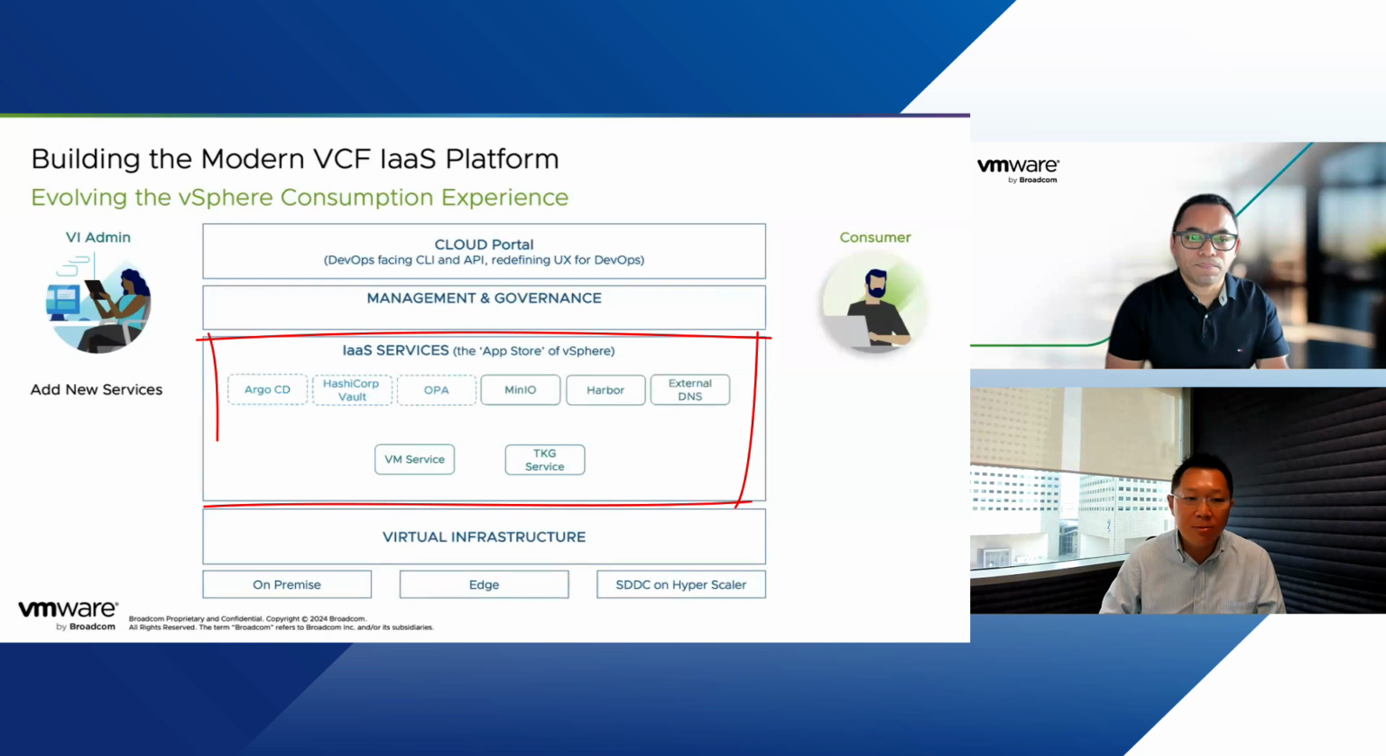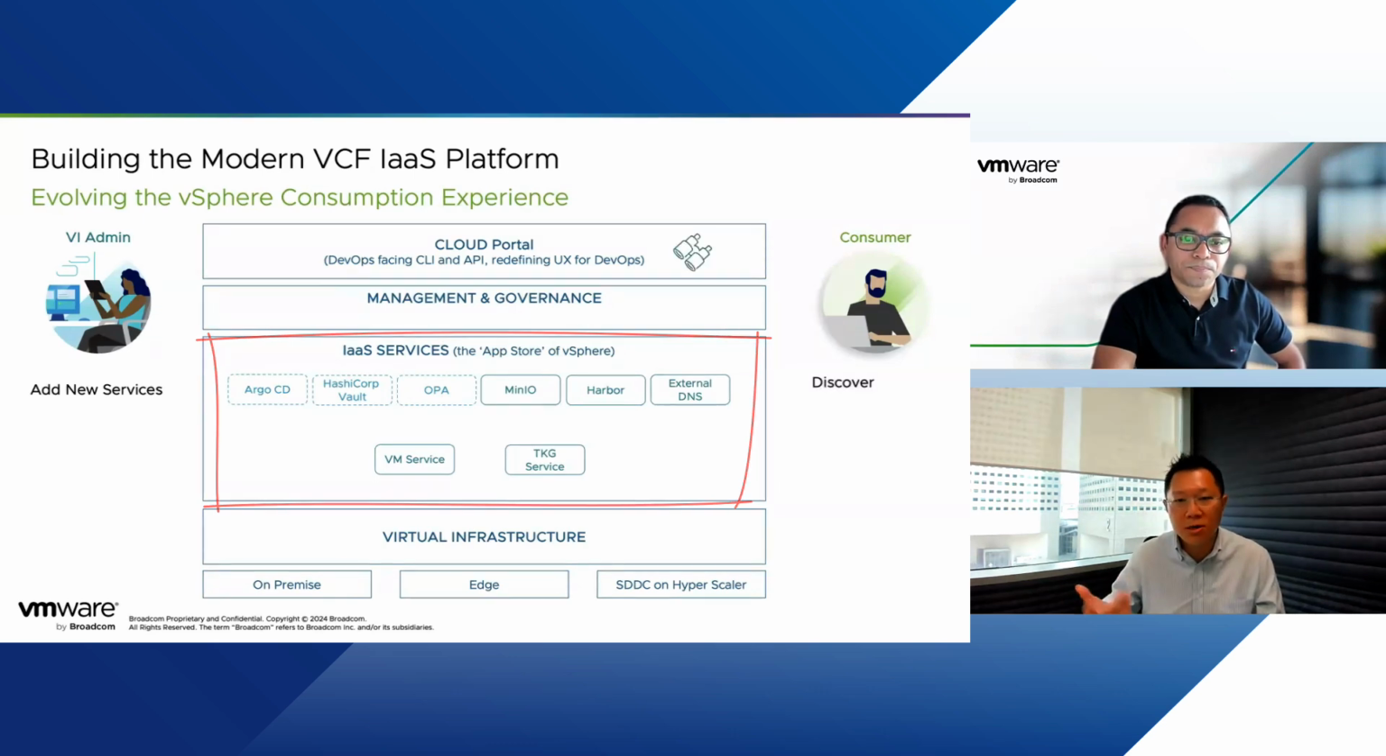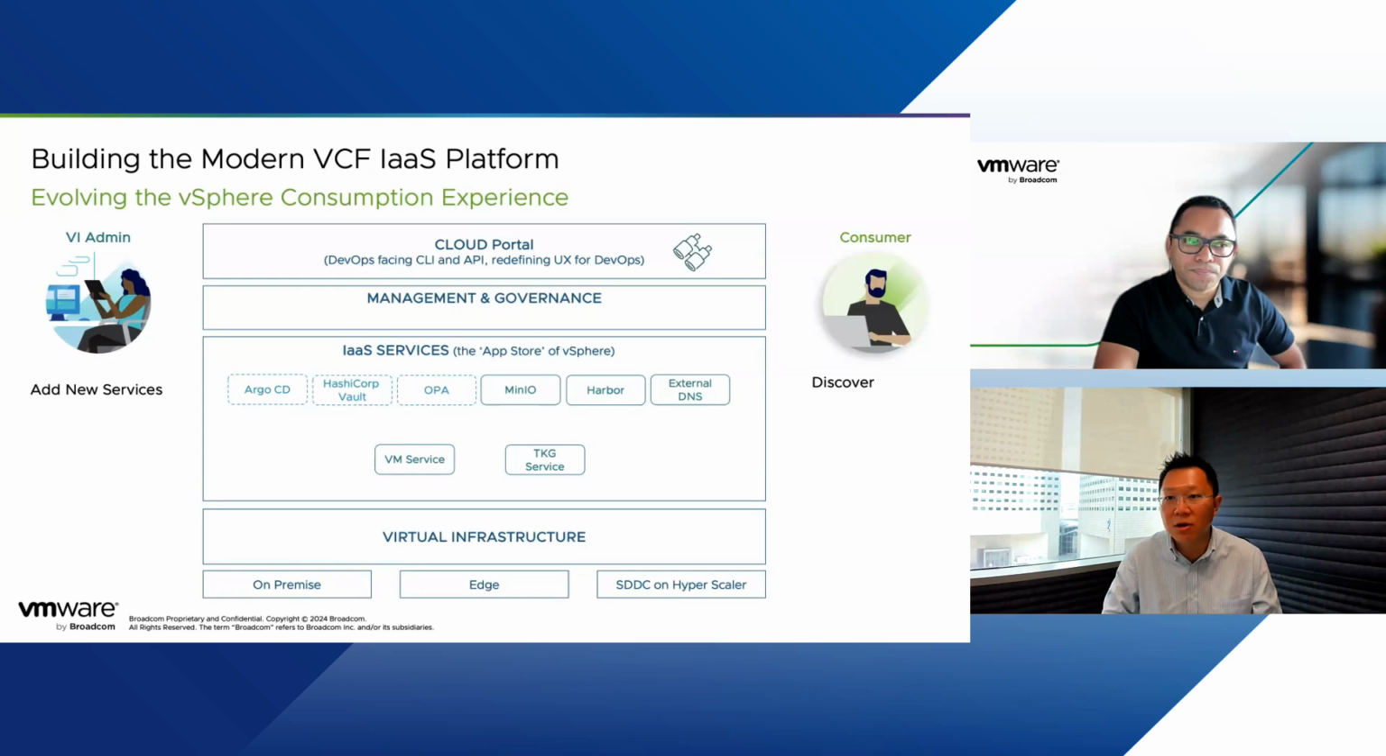The VI admins are able to add new services on this platform, whether in the form of continuous delivery tooling like Argo CD, or MinIO for S3 storage, or a container registry. The VI admin is able to go into the cloud portal and add all these new services. Then, of course, the consumer, again going to the cloud portal, can discover what services are available for them to use.